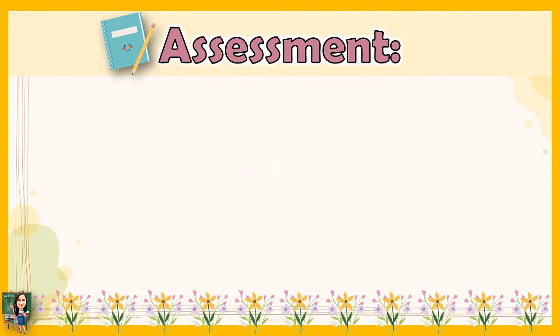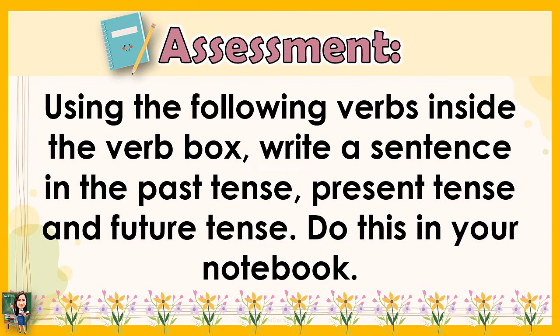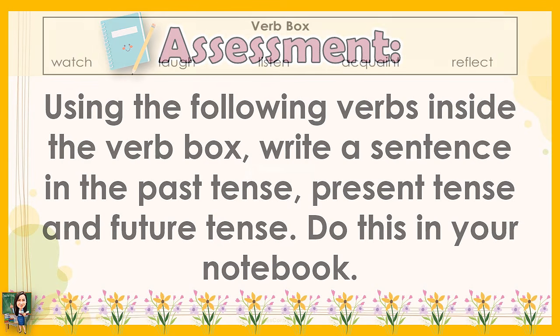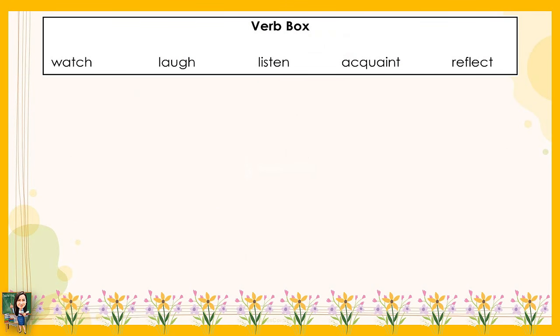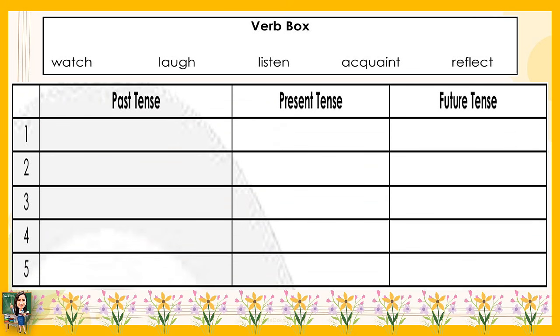And for the assessment, using the following verbs inside the verb box, write a sentence in the past tense, present tense, and future tense. Do this in your notebook. So this is the verb box with the verb watch, laugh, listen, acquaint, reflect. I'll just give you the past tense, present tense, and the future tense. And you are going to write your own sentence for the words in the past tense, in the present tense, and in the future tense.